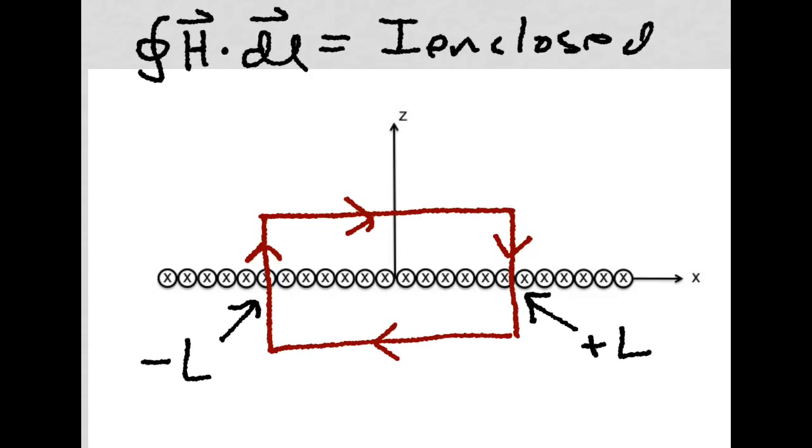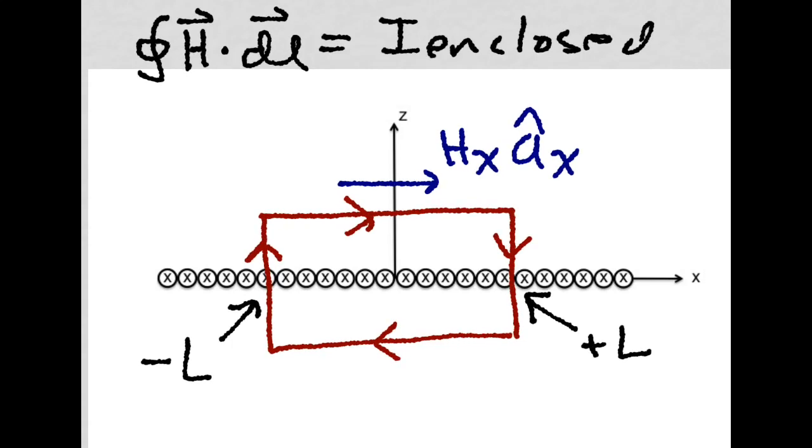Along the top segment, the magnetic field intensity is constant and in the A sub x direction, and it's constant and in the minus A sub x direction along this bottom segment. It will have the same amplitude because this line segment is the same distance below our current sheet as this line segment is above the current sheet.